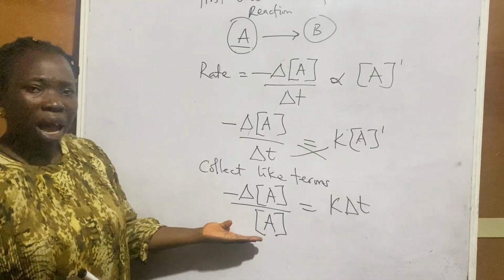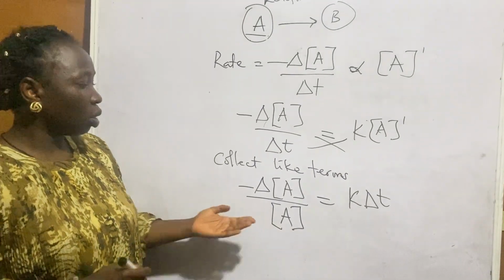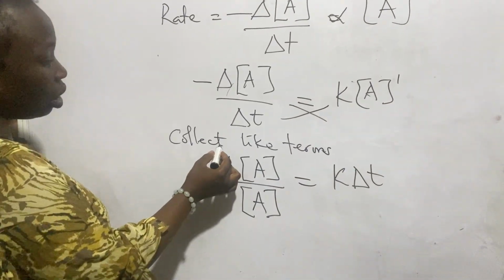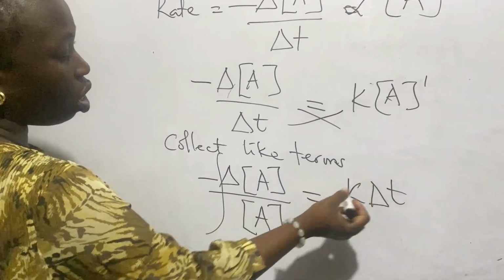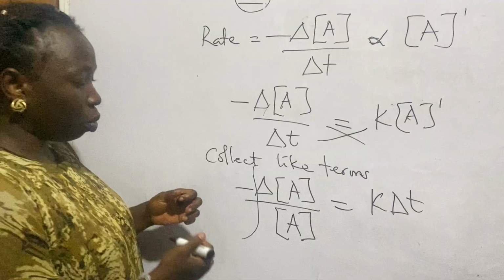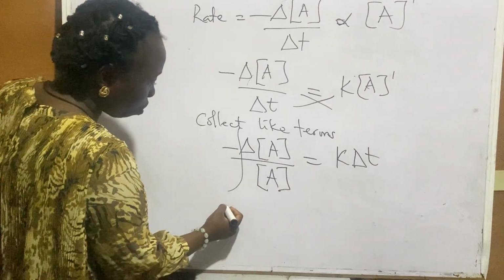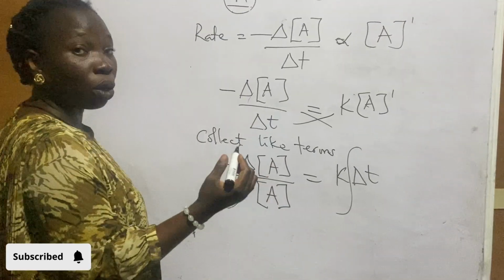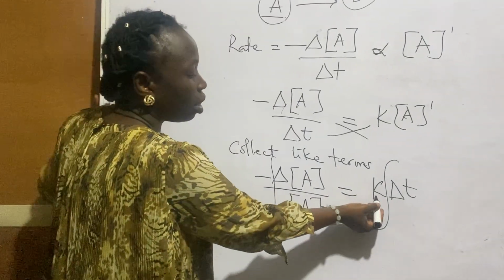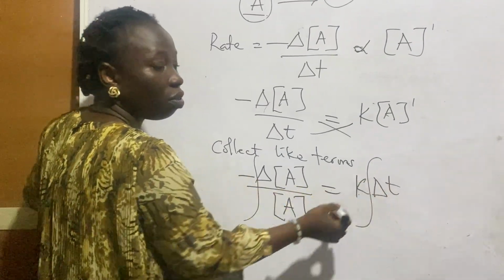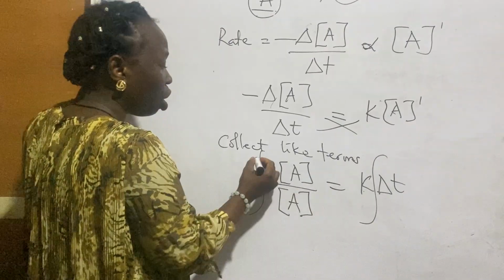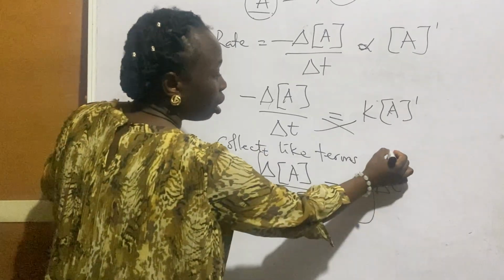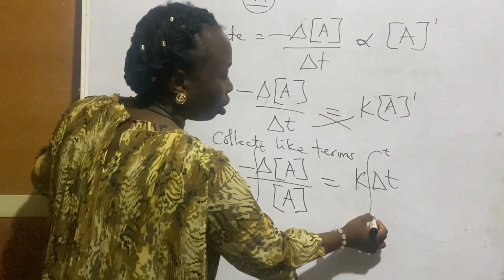Thereafter, now we have done the collecting of like terms, we will now do what? Integrate. Why do we need to integrate? To remove the differential. We integrate the variables, and when we integrate, we integrate both sides. You cannot integrate a constant, so the K cannot be inside of the integration. Instead, it will be outside. So what? At time T and at time 0. Time T and at time 0.